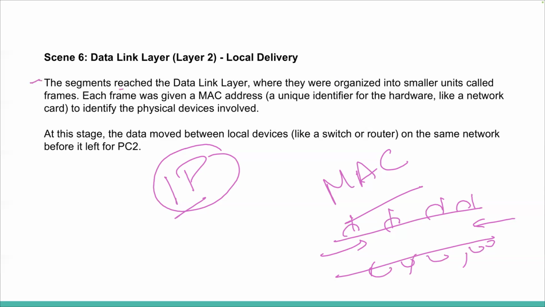So the segment reached the data link layer where they are organized into smaller units called frames. That's called PDU. Now each frame was given a MAC address, a unique identifier for hardware like network interface cards or PC's network interface card. At this stage, data is moved between local devices like switches or routers on the same network, between PC1 and PC2 like that. It goes. It's like a postman.